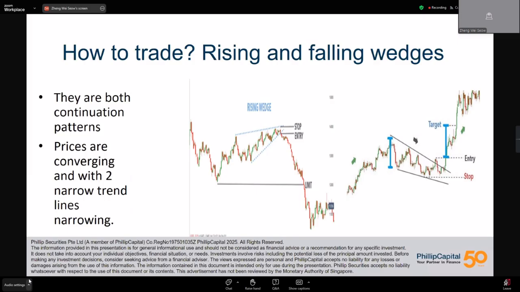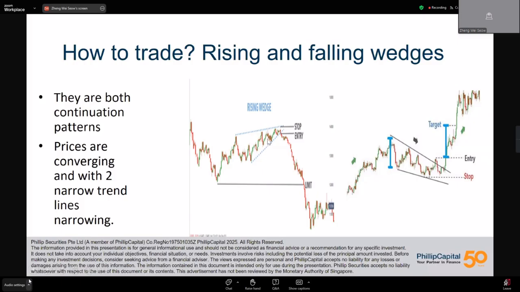To understand that, when we have a rising wedge or falling wedge, the price action is narrowing. For the downtrend, it will be a rising wedge, and for the uptrend it will be a falling wedge. On the left there will be your rising wedge, and on your right there will be a falling wedge.